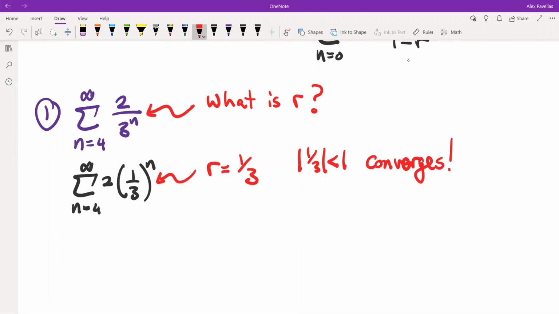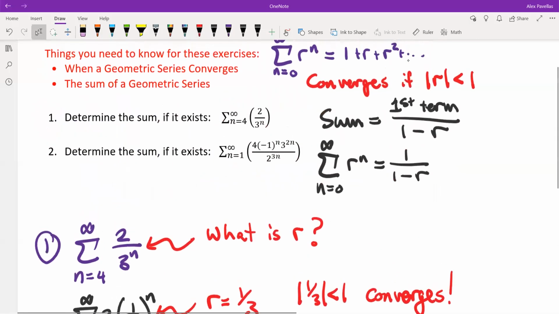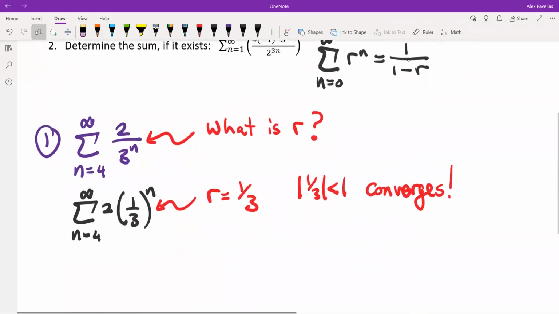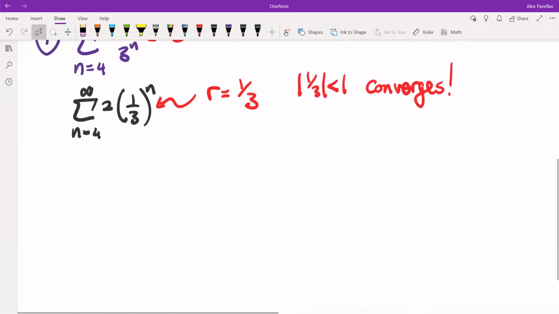Now that we know it converges, we can determine what the value of the sum is. And this second formula right here only works if the sum starts at n equals 0. The one above it, where it says it's the first term over 1 minus r, I'll show you what I mean by that. If we want to use the formula where it starts at n equals 0, we have to work with this a little bit. And it might be easier to write out the first few terms of the series and maybe re-index the sum.